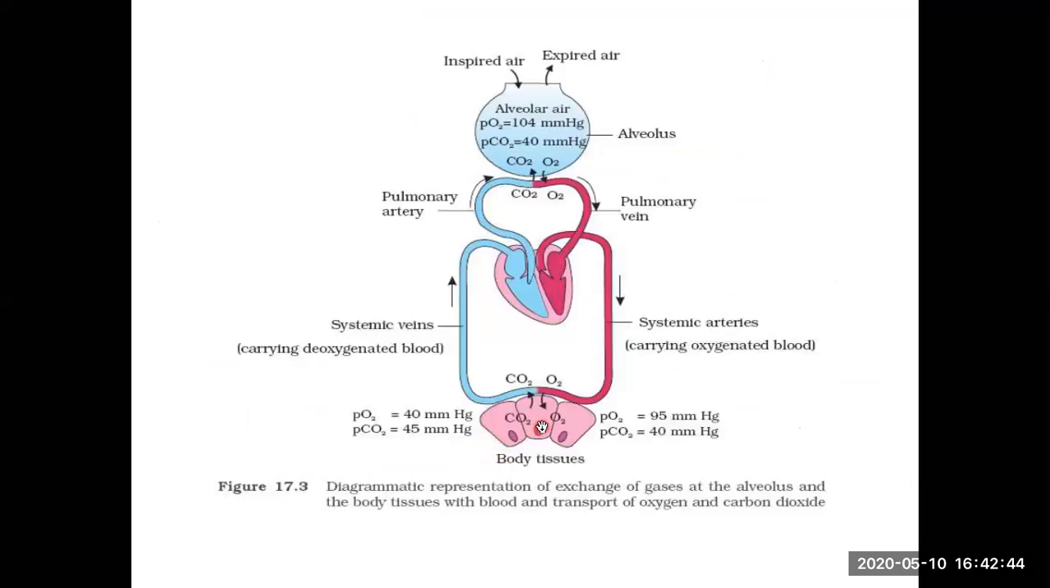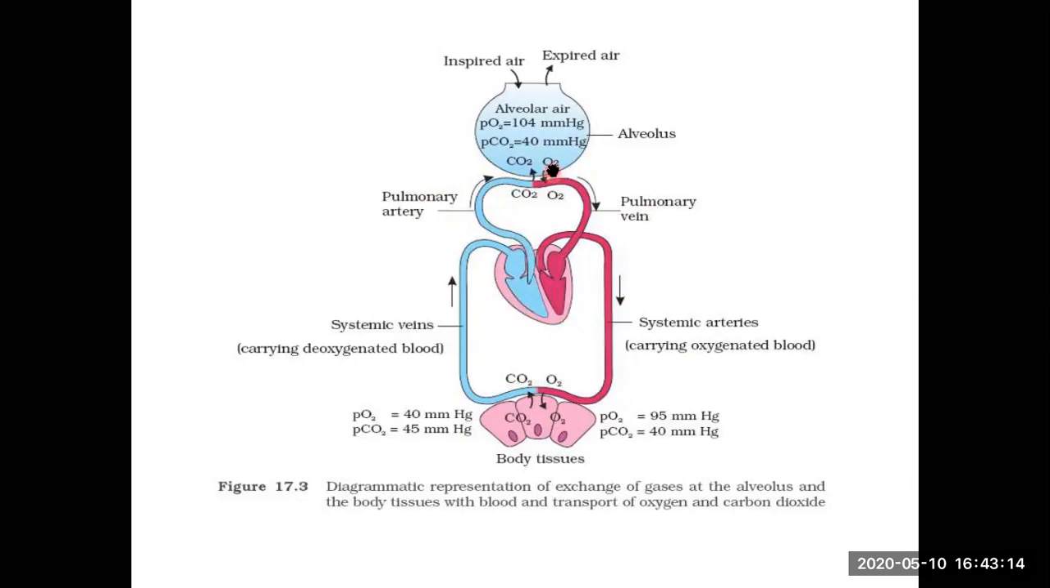Now the next topic is how the exchange of gases takes place. Exchange of gases takes place at two levels: one at the level of lungs, and one at the level of tissues. Two types of circulation are there: pulmonary circulation and systemic circulation. Blood passing from the heart to lungs and lungs to heart is pulmonary circulation, and heart to organs and organs to heart is systemic circulation.